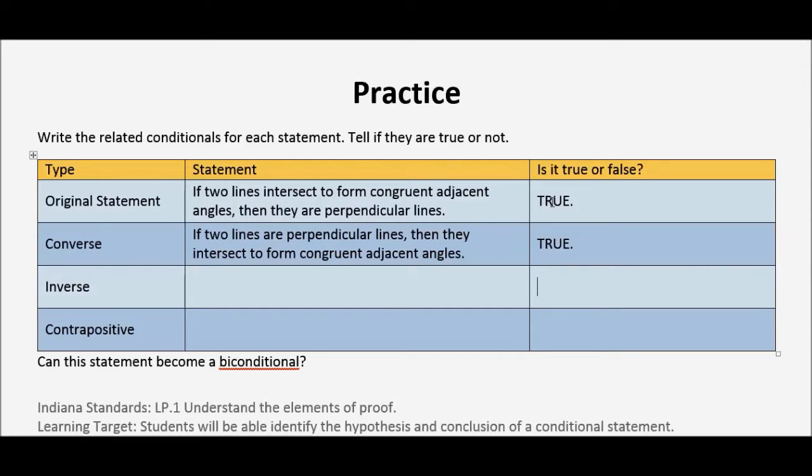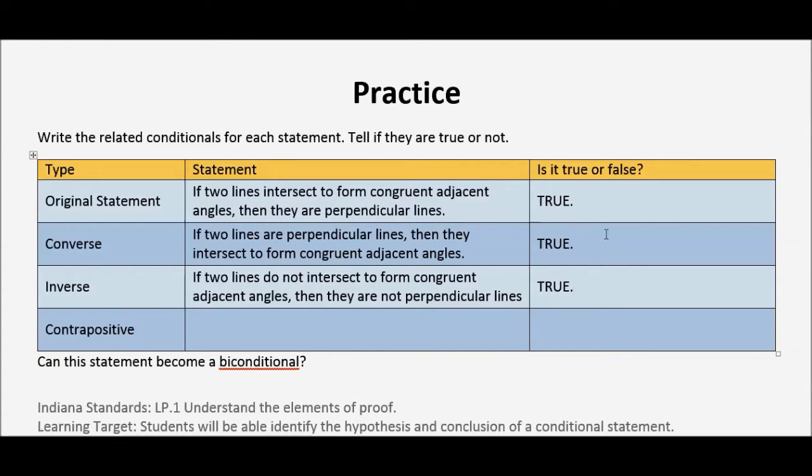All right, the inverse: if two lines do not intersect to form congruent adjacent angles, then they are not perpendicular lines. All right, this is also a true statement. This statement is true because the converse is true. The inverse has to be true. It doesn't matter what it actually says. It has to be true.